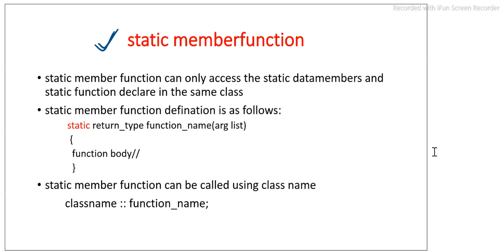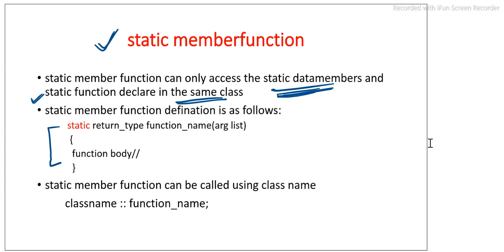So basically static data member is used to maintain a common value for the whole class, and a static member function can only access the static data members. So only static data members or static member functions are accessed within the static member function and should be declared within the same class. So a static member function can only access the static data members and static functions declared in the same class. And this is the function definition for static member function.